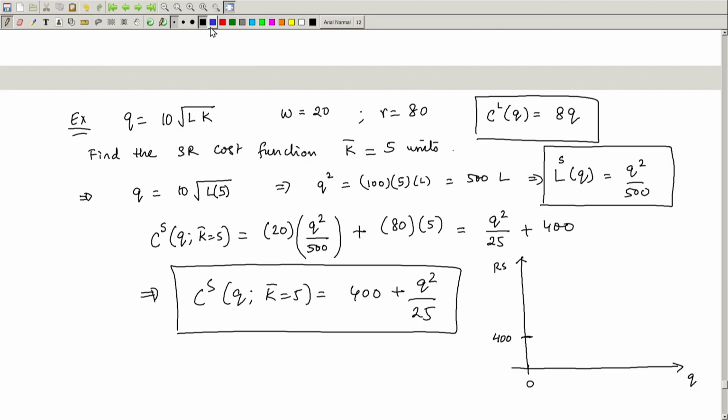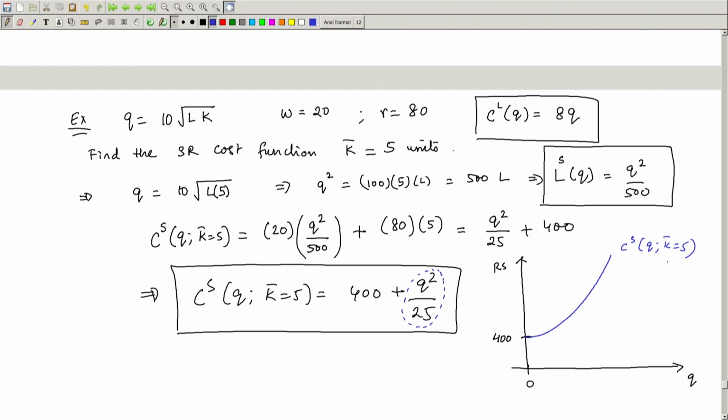There is also a component which is q square upon 25, which is nonlinear in q, and as q increases, this component increases. So, my cost function is going to take this particular shape. This is the short run cost curve with k bar equal to 5. Given the various values of q, I can plug those values of q and identify what the particular rupee value of the cost is.